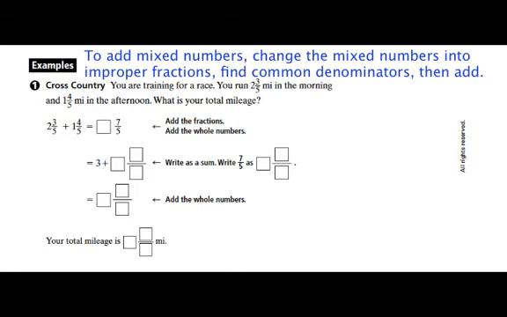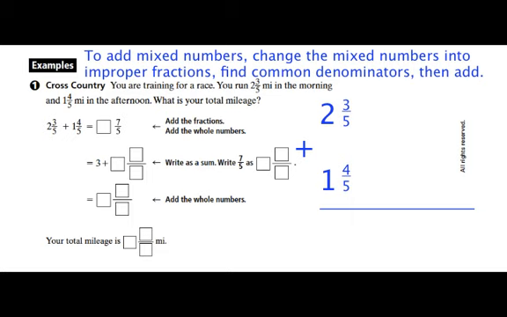Let's take a look at example 1. Cross country. You are training for a race. You run 2 3/5 miles in the morning and 1 4/5 miles in the afternoon. What is your total mileage? We're going to add 2 3/5 to 1 4/5. We're not going to use the method shown here, so we're going to rewrite this off to the side.